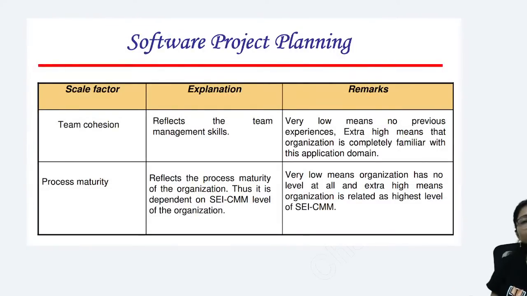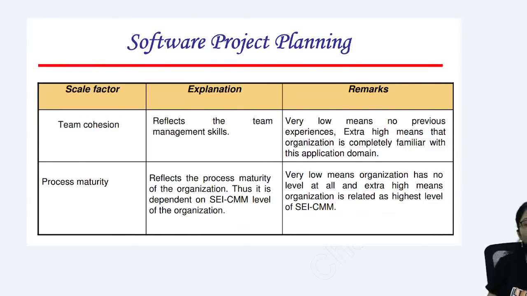Team cohesion reflects the team management skill. Very low means no previous experience is there. Extra high means the organization is completely familiar with this. Process maturity reflects whether the process is mature or not, according to CMM level. There are 5 levels of CMM. Very low means the organization is at the lowest level, and extra high means the organization is at the high level of CMM.